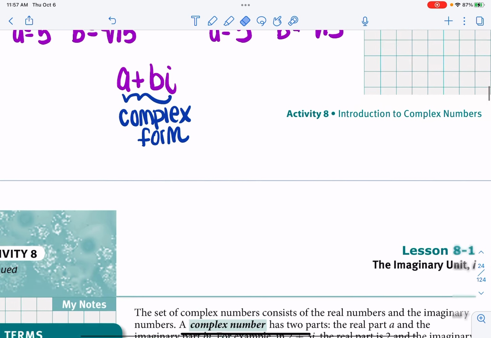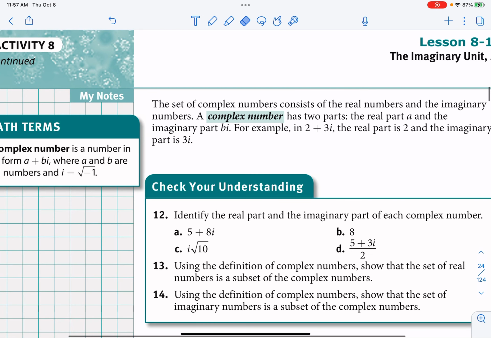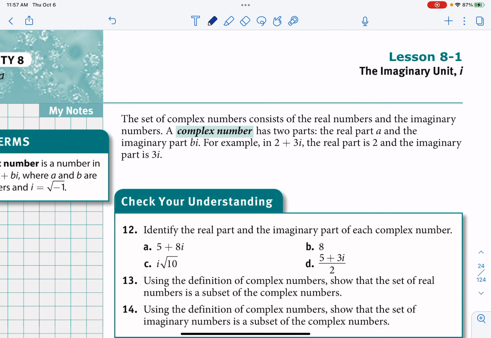So jump to the next page. First off, the complex numbers have two parts: the real part a and the imaginary part bi. So for example, 2 plus 3i, the real part is 2 and the imaginary part is 3. Also, to label your a and b, a would be that number sitting out front, which is 2, and b would be 3.